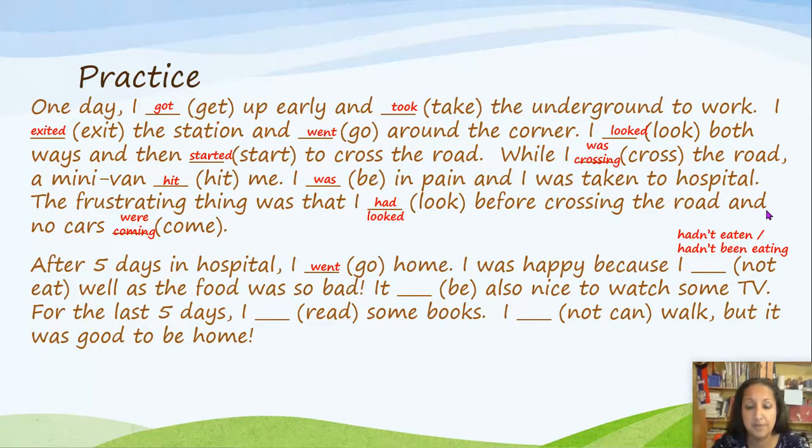The food was so bad. It was, again, the verb to be, it was also nice to watch some TV. For the last 5 days, I had been reading. So in progress for some time before the action of going home. I couldn't walk, but it was good to be home. So the negative of can in the past is couldn't.